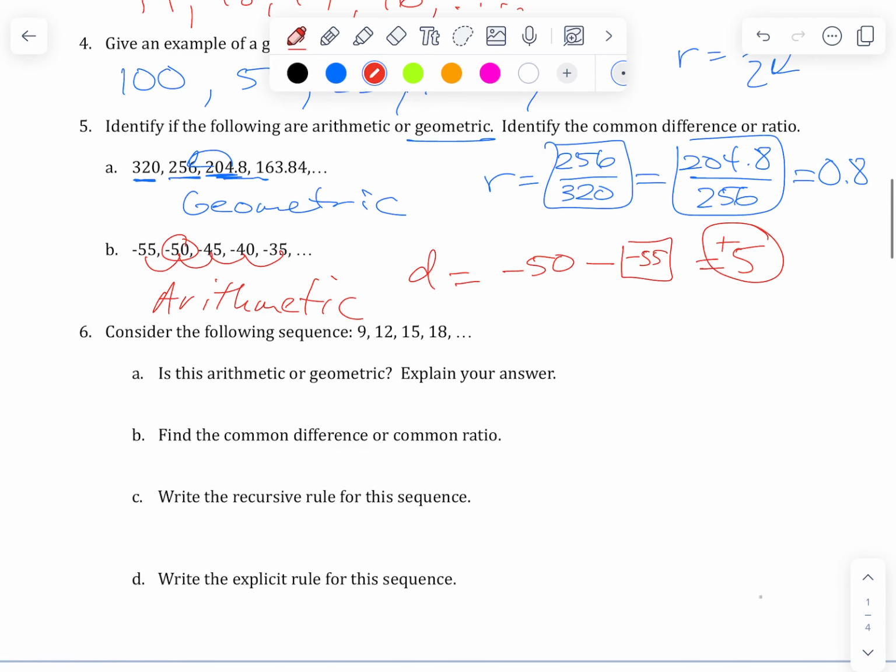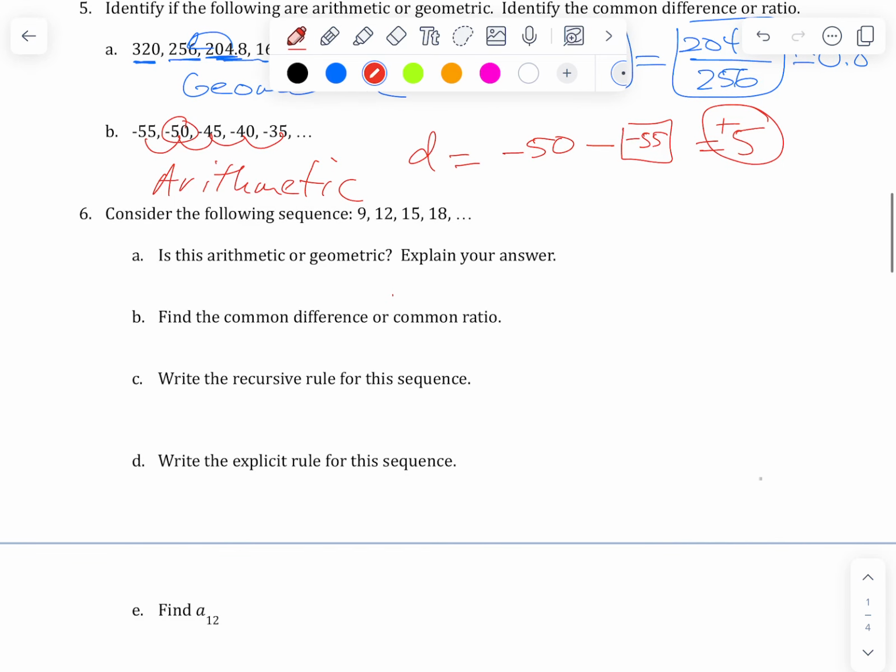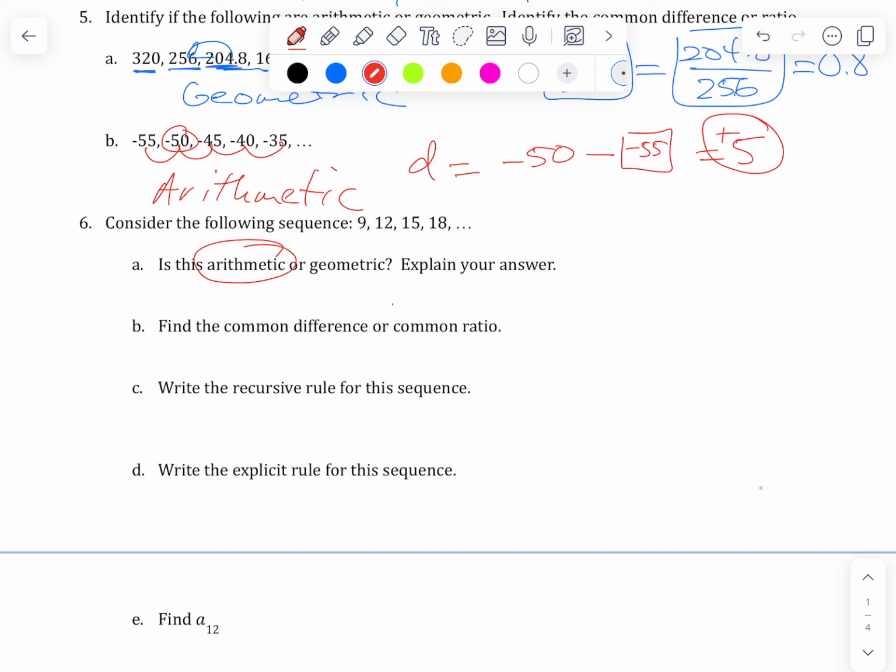These questions are going to ask the same thing. This is going up by 3. You can probably see that. This is arithmetic. It goes up by 3. What's the common difference? I'm just going to write 3. Could do 12 minus 9 and get it.